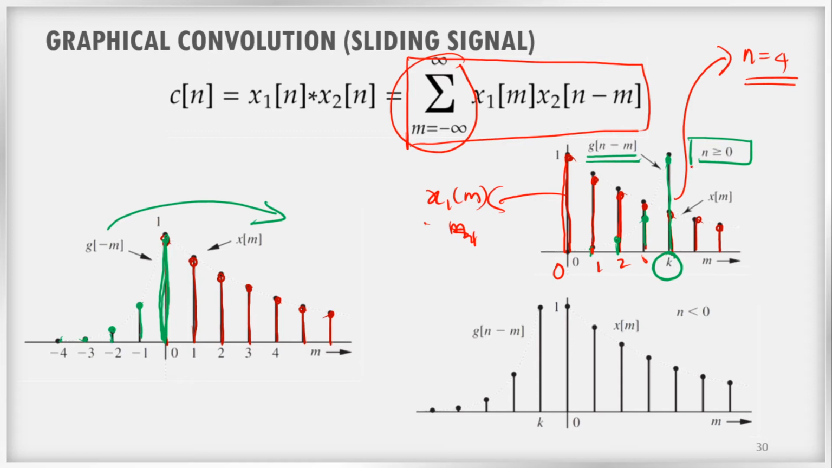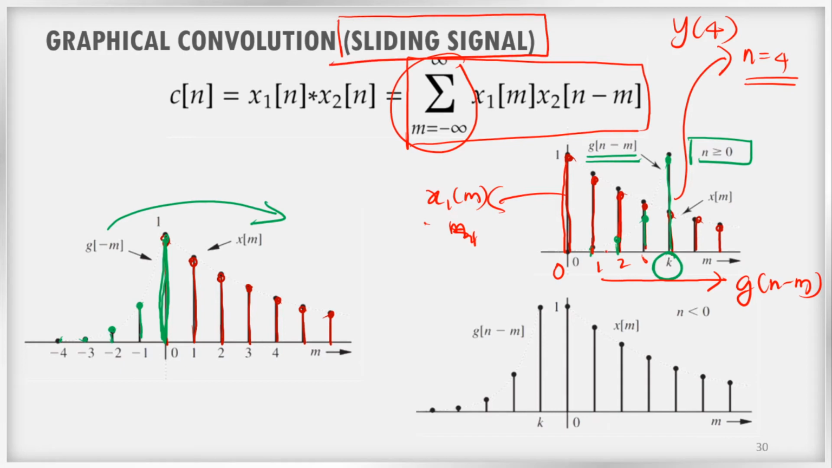Now to get the other values, what I have to do? From this operation I will get only y of 4. But I have to get values for y of 1, y of 2, y of 5, y of 6, y of minus 1, y of minus 2, everything I have to get. What I have to do for that? I have to slide my g of n minus m in the x-axis. That is why it is known as a sliding signal. The second signal, g of n minus m, is a sliding signal. I have to move the position of g of n minus m to the right or to the left.